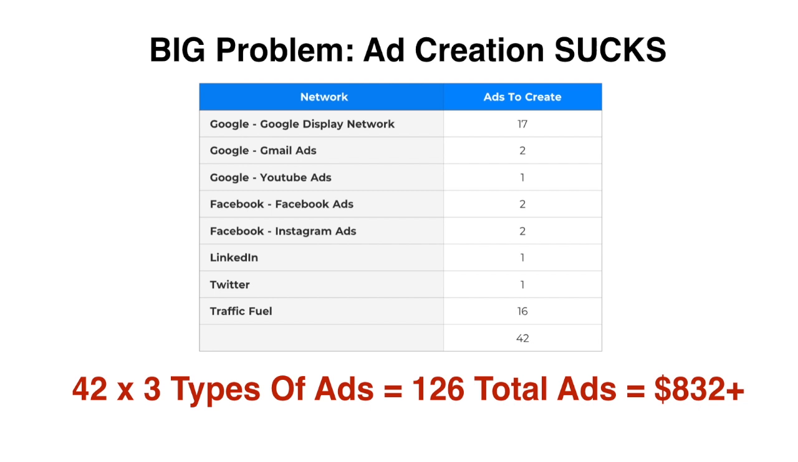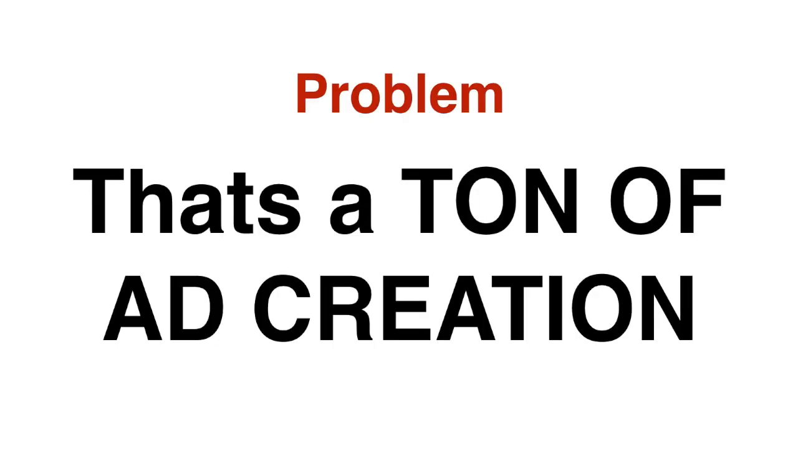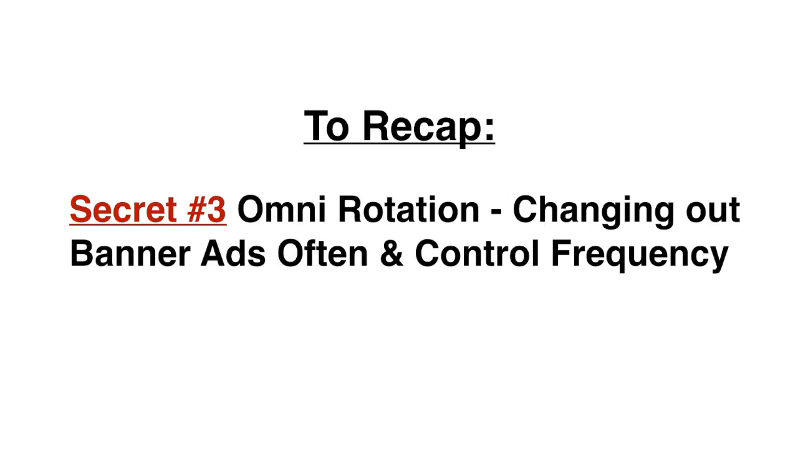But this is kind of one of the big problems, right? It's a lot of ad creation. So just to review with the secret number three, it's the rotation. It's changing the banners all the time and not allowing them to appear too often so that you maximize the amount of attention that you actually get from people.